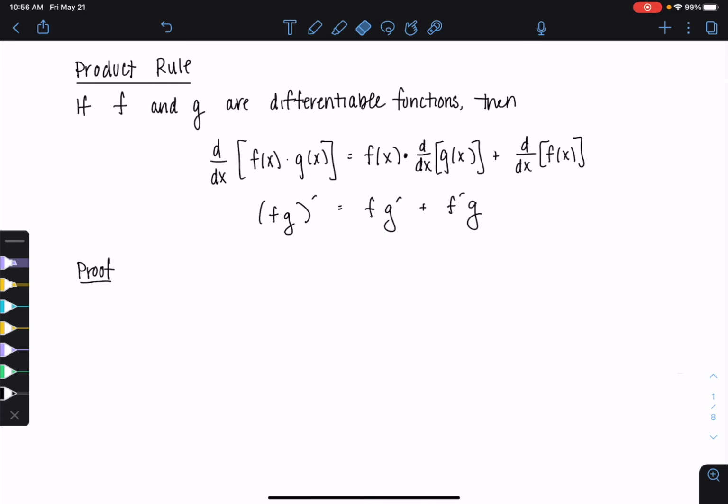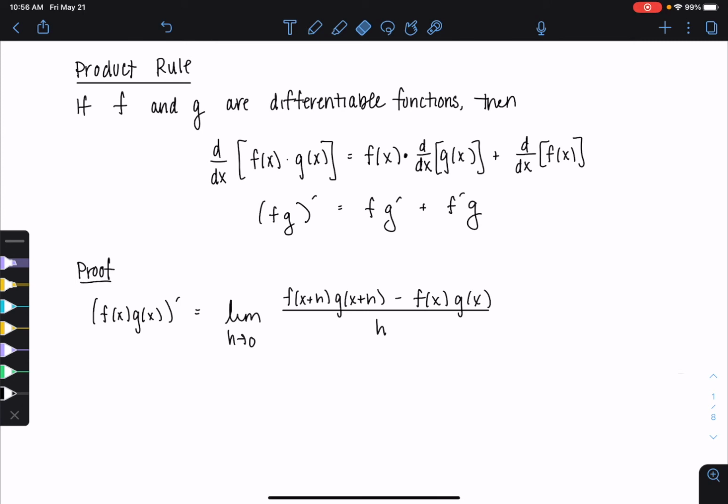All it does is boil down to the definition of a derivative. So we're going to look at that limit definition. The derivative of this function is the limit as h goes to 0 of that difference quotient. I would evaluate this at x plus h, subtract the function itself, and divide by h. That is our difference quotient applied to f times g.